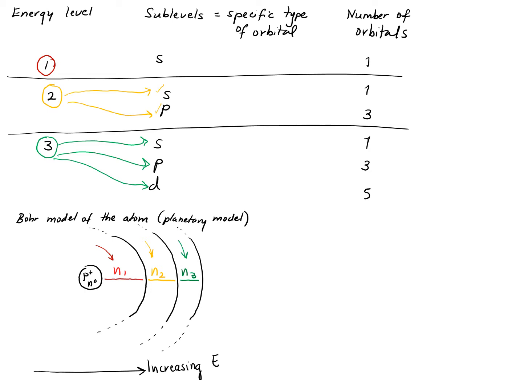So on the first energy level, we have just one s orbital. On the second energy level, we have two different types of orbitals: the s, which we have just one of, and the p orbitals, which we have three of. And then on the third energy level, we have s, p, and d orbitals. For the s orbital, it's one of them. For the p orbitals, it's three of them. And then for the d orbitals, we have five of them.